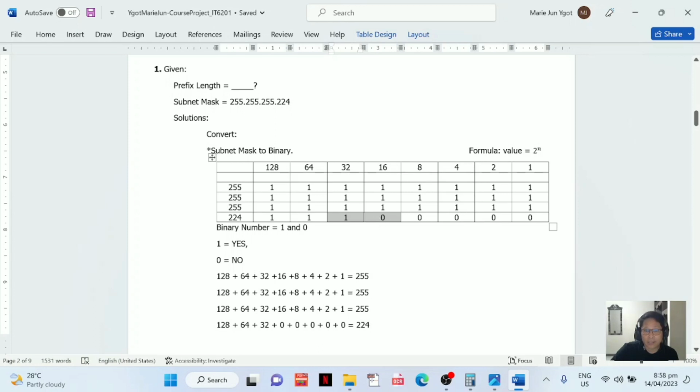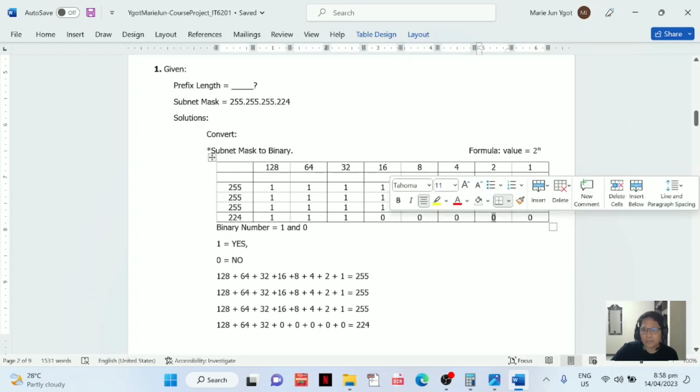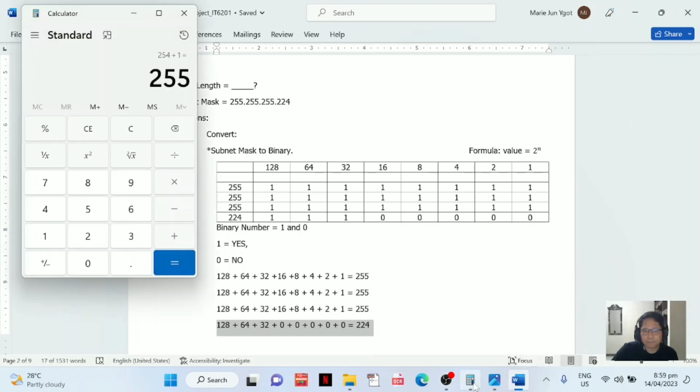So that's why this one is a no, a no, a no, a no, and here is a no. So this is the last octet here. We're going to confirm by adding it. So 128 plus 64 plus 32 equals 224. Okay.